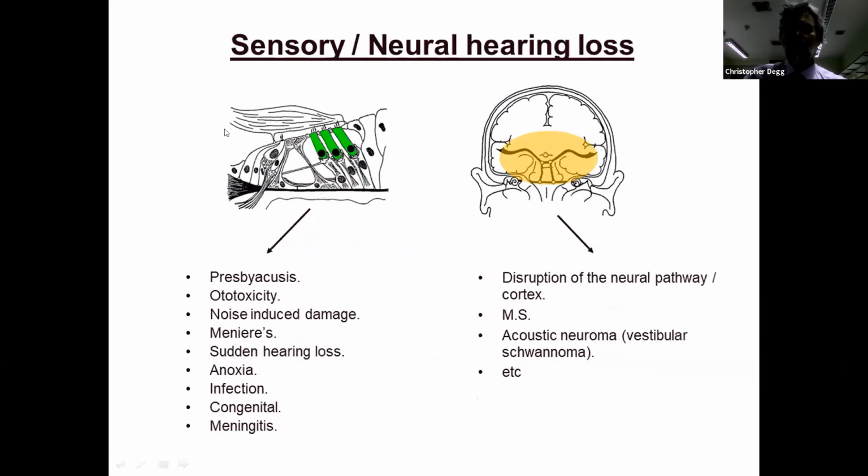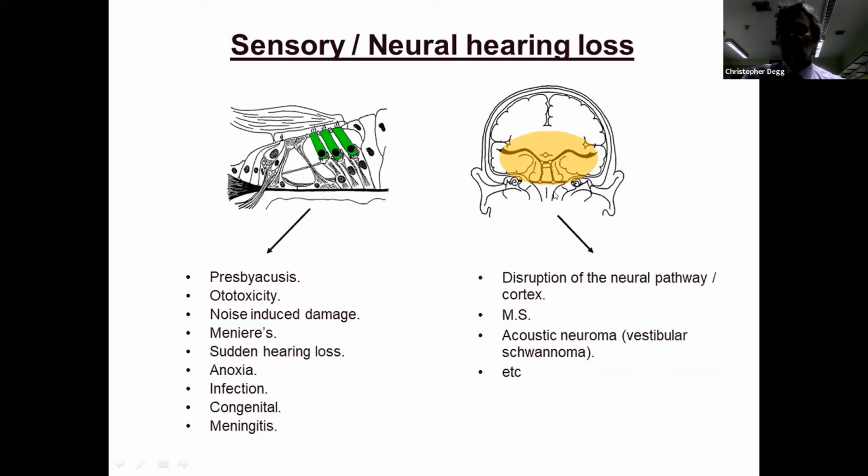If you've got a problem with the cells inside the cochlea, you'll have a sensory hearing loss. So this is not a problem with the sound getting in there, it's a problem with the sensory receptors responding once it arrives. Or if there's a problem with the nerve or the brain, you'll have a neural hearing loss. And again, this is a problem with the signal getting through to the brain or the brain making sense of it. And so this tends to be lumped together into sensory neural hearing loss.